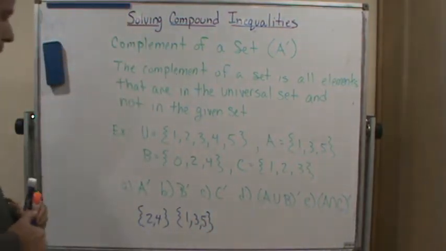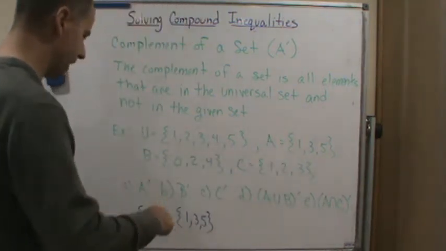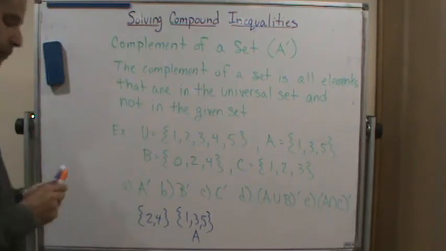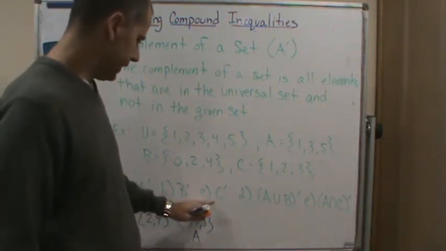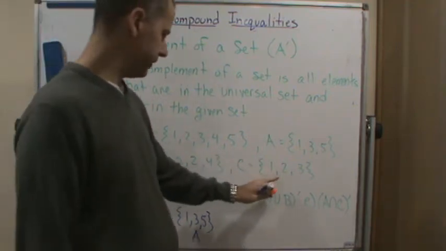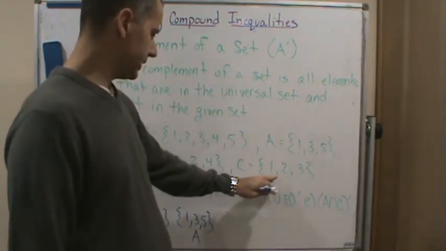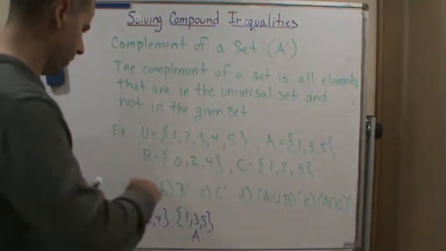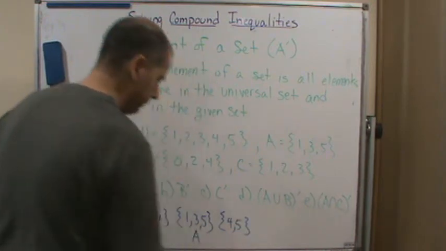Now, here's another thing though. What is 1, 3, 5? 1, 3, 5 is A. So we can actually say the complement of B is A. Now, C complement. The complement of C is everything that's in the universal set that is not in C. C has 1, 2, and 3, so we want everything except those. That means 4 and 5, so the complement of C is the set that contains 4 and 5.